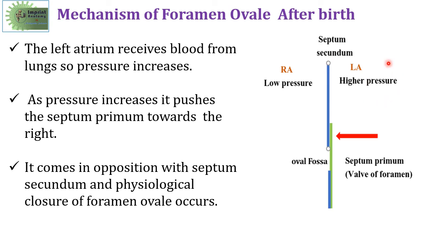So, here the pressure increases. As the pressure increases, the septum primum pushes towards the right side and it comes in contact with the inferior margin of the septum secundum, and this closes the foramen ovale, and this is called a functional closure or the physiological closure of the foramen ovale.